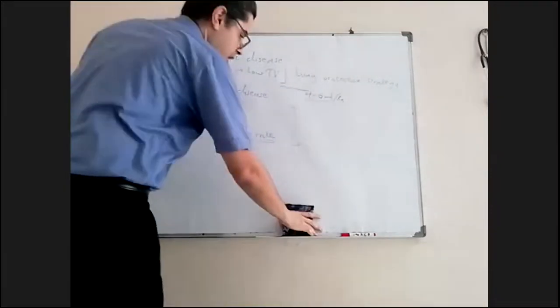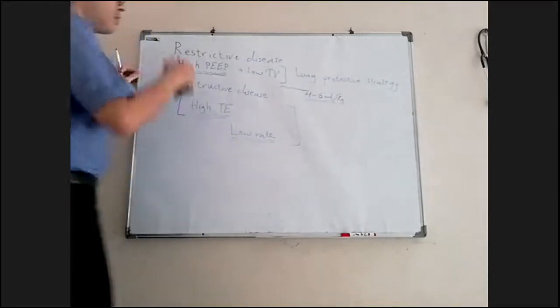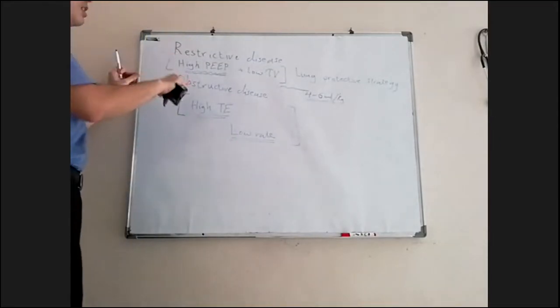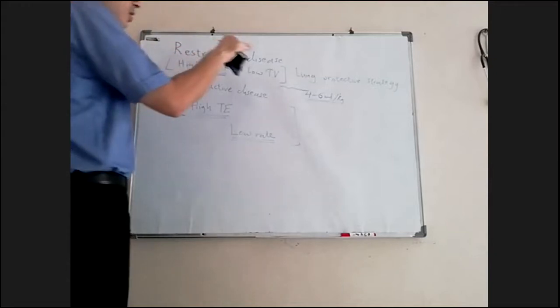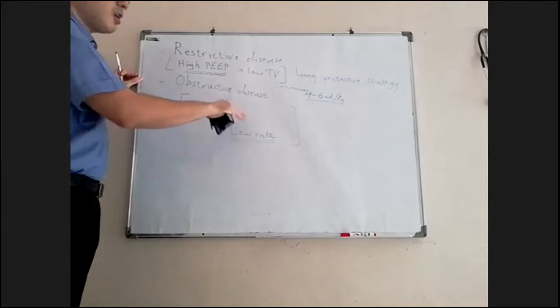So now let's go to the conditions one by one. So remember, this is the basis of the strategy: restrictive, high PEEP, low tidal volume; obstructive, high TE, low rate.